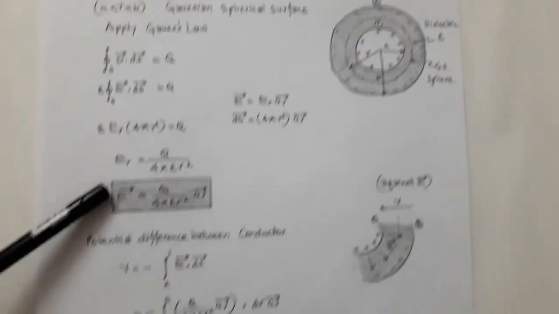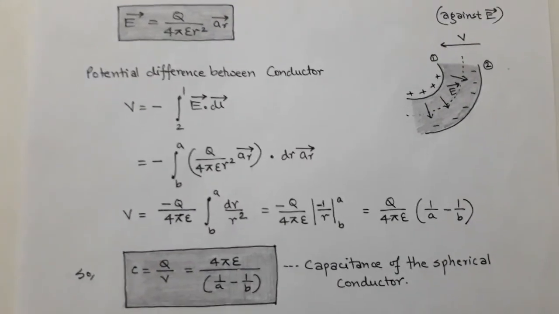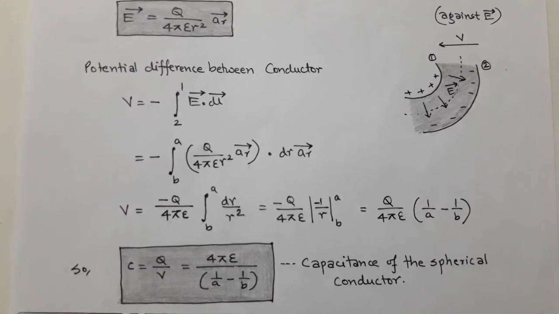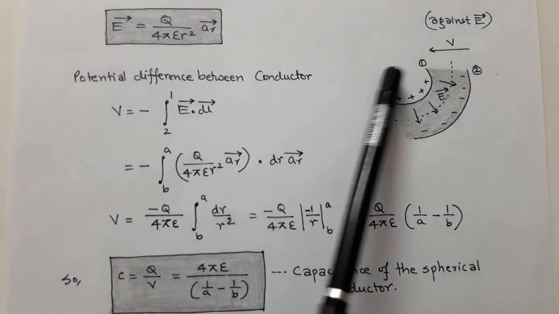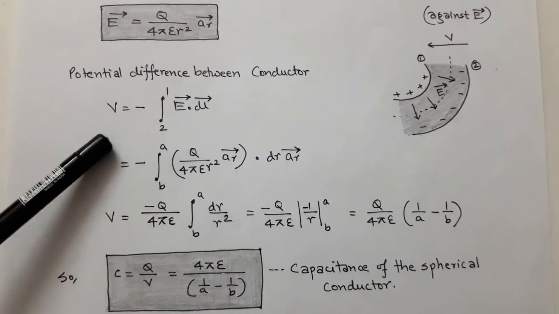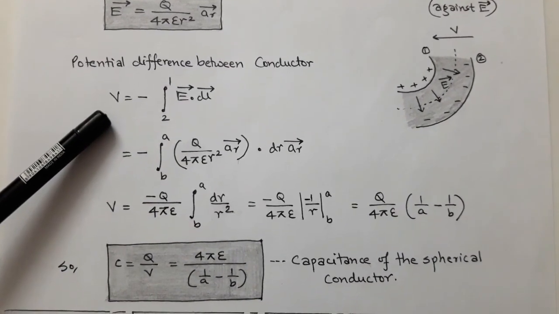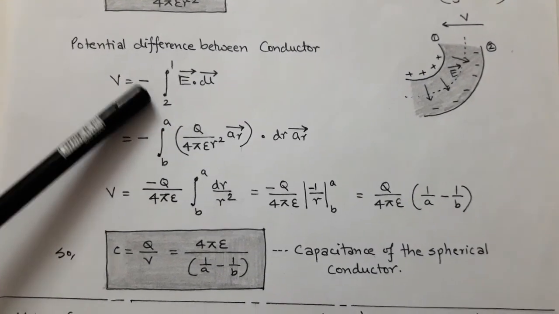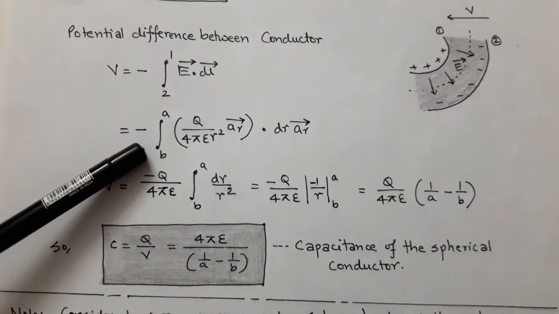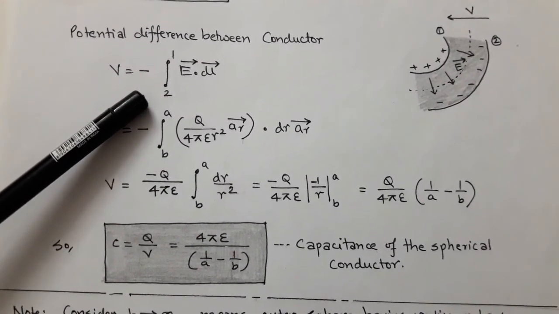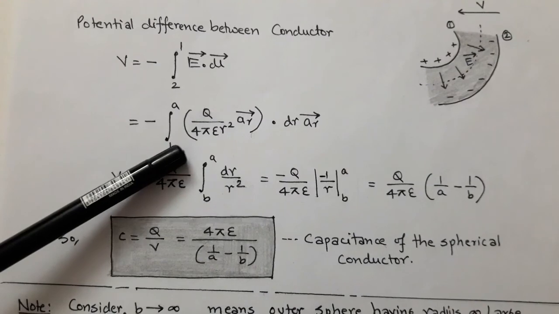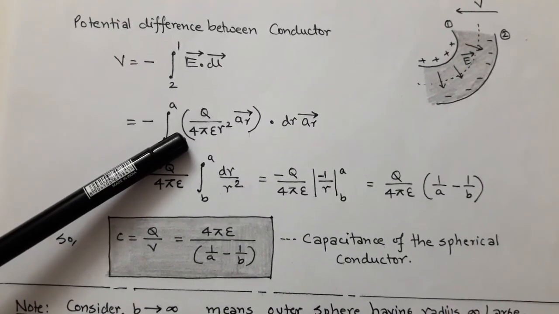Now we have to determine the potential difference between the two spherical conductors. For this, we move a test charge against the electric field, that is from the second conductor to the first conductor. Both are spherical. So the potential difference is equal to minus the integration of E dot dl, and the limit is from 2 to 1, that is against the electric field. For 2 the radius is b, and for 1 the radius is a. So the limit becomes b to a. In place of the electric field E, we can write q upon 4 pi epsilon r square unit vector r.